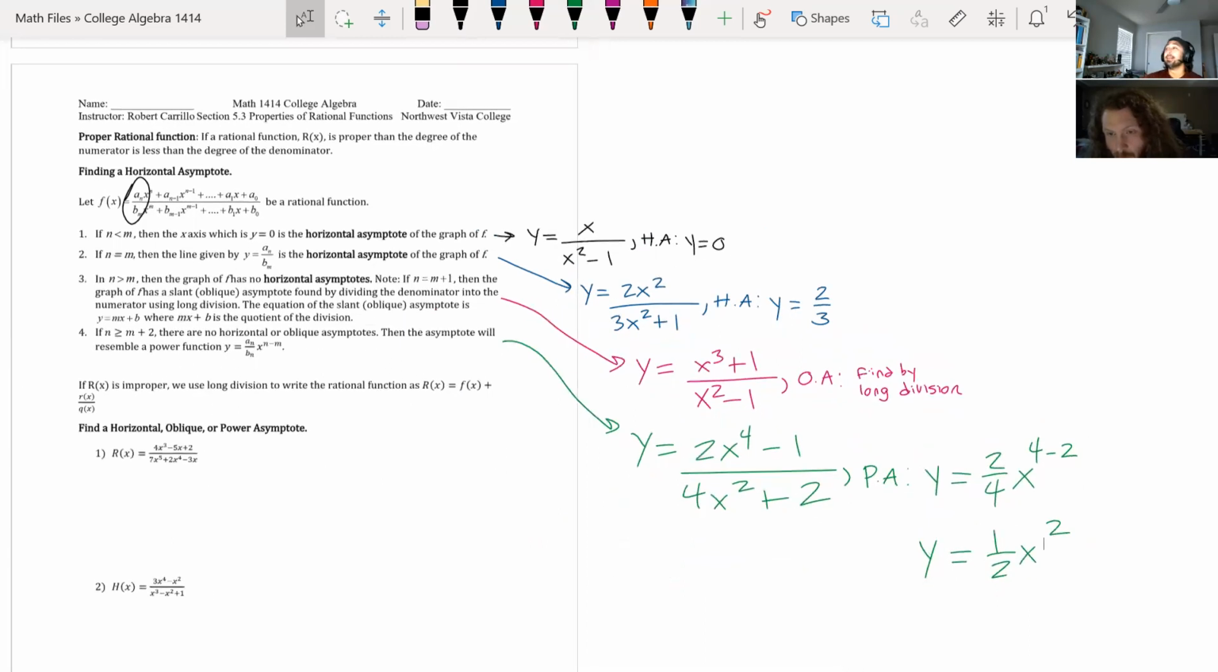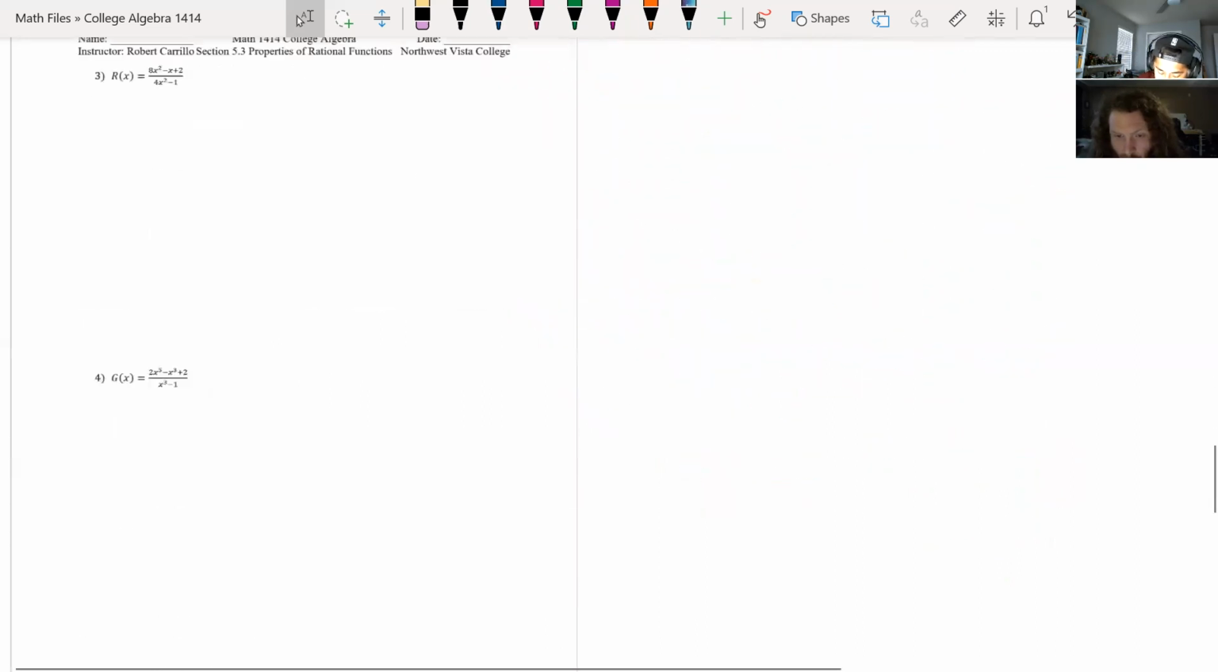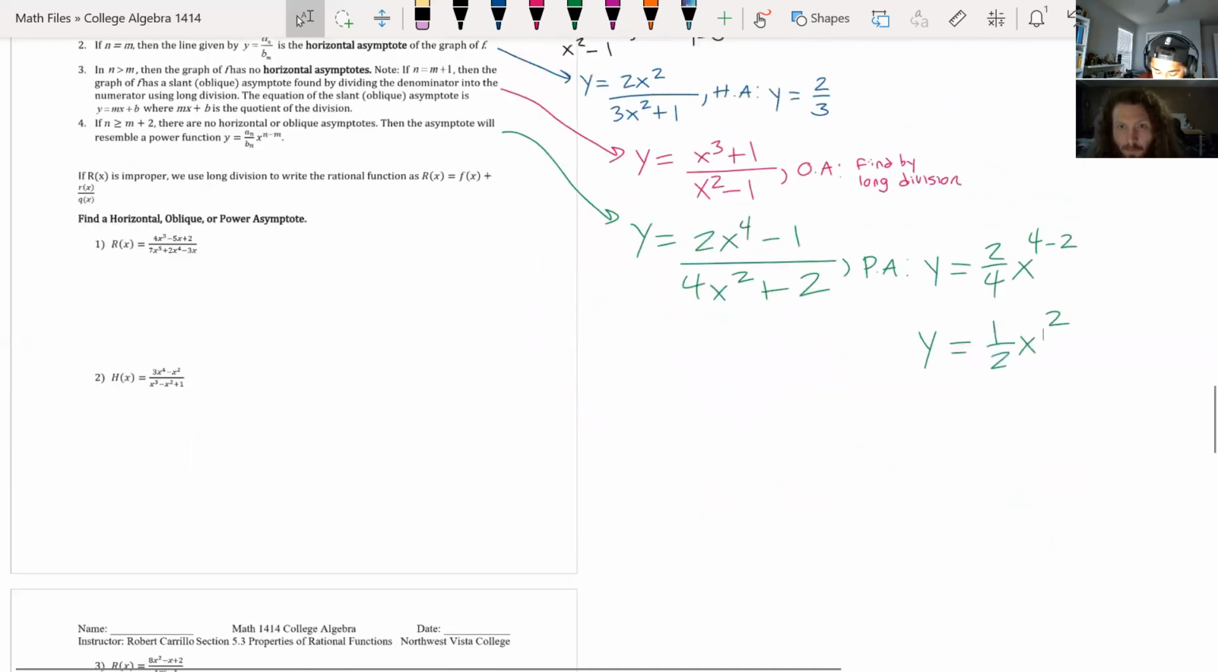Okay. Those are the 4 rules for horizontal, oblique, and power asymptotes. Rules number 1 and 2, actually 1, 2, and 4 are nice. 3, not so nice. 3 requires long division. All right.